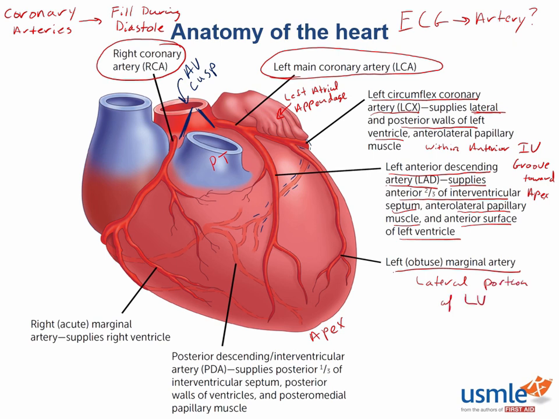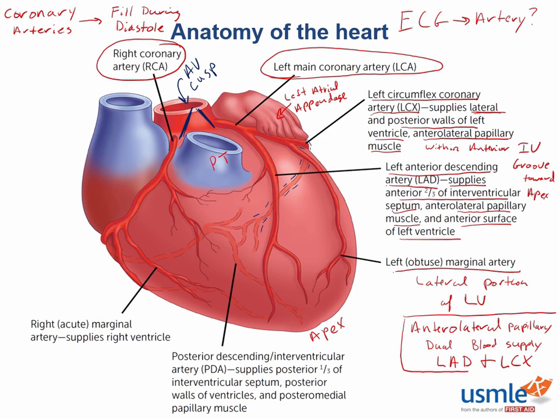Another important point to note is that the left circumflex also supplies the anterior lateral papillary muscle, as does the LAD. So this means that the anterior lateral papillary muscle has a dual blood supply from the LAD as well as from the left circumflex. So with that dual blood supply, do you think it's more or less prone to rupture? There you go. It's going to be less prone to rupture. And remember that the posterior medial papillary muscle is more prone to rupture because of the single blood supply.